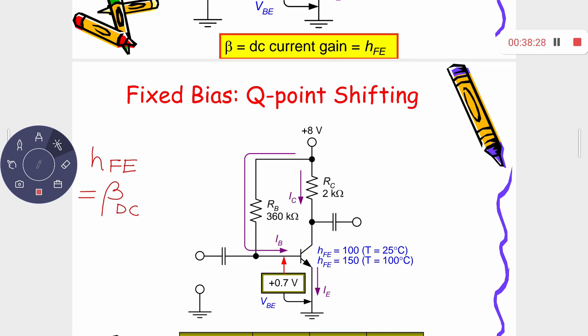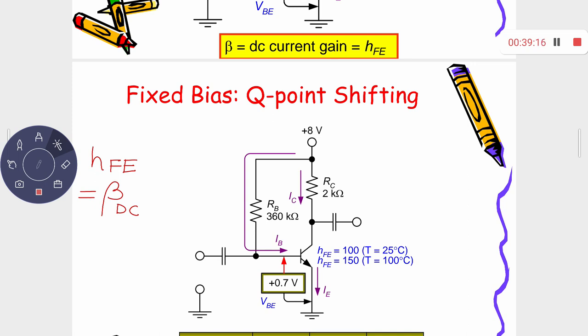Right? Now if it is 360 kilo ohms, then you calculate what is the value of your IB, when beta is equal to 100 at 25 degrees centigrade. You just calculate IBQ and what ICQ value you are getting. What's IBQ, the base current? 7.3 divided by 360 kilo. What is the value then? So 0.02 milliampere.